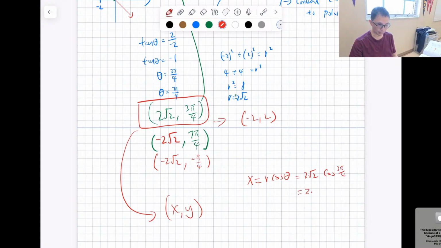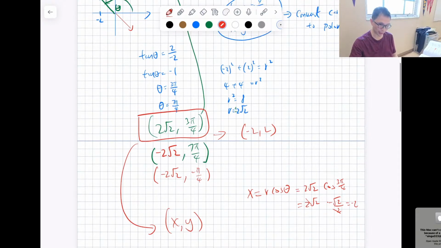So that is 2 square root 2 times the cosine of 3 pi over 4. What's cosine of 3 pi over 4? Jenny, what's cosine 3 pi over 4? Cosine of 3 pi over 4 is negative square root 2 over 2. Then it would be negative 2, which is what we got. Negative 2 right here, right?